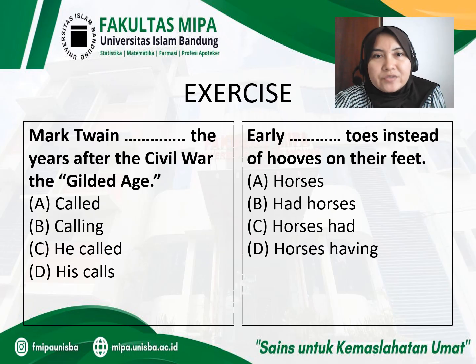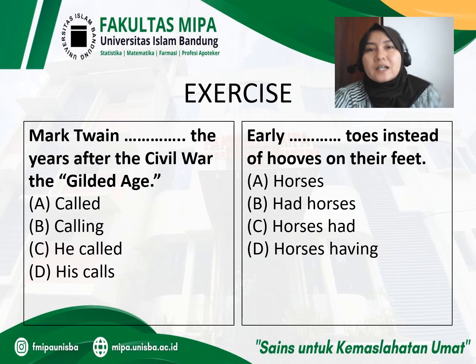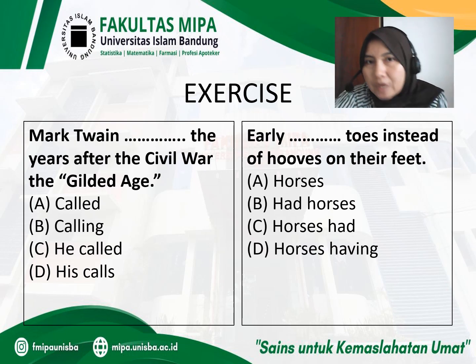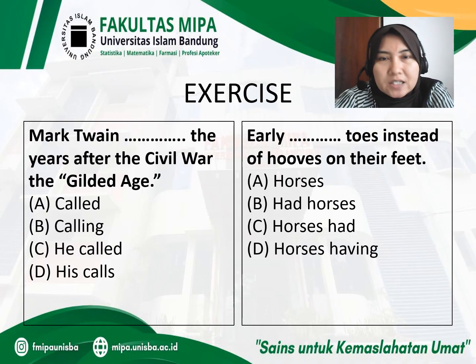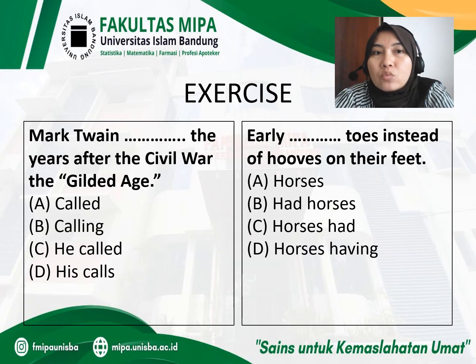Now let's practice strategy 1, subject-verb agreement. Remember, every complete sentence must have one clear subject and one correct verb. We must avoid missing verbs, extra subjects, or incomplete forms. Let's look at the first sentence. Mark Twain, blah, blah, blah, the years after the Civil War, the Gilded Age.